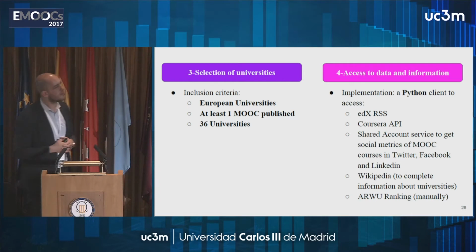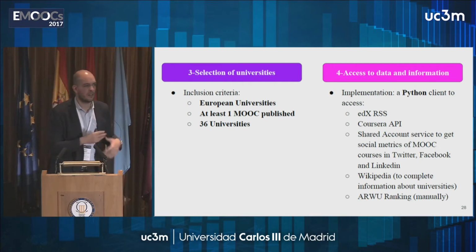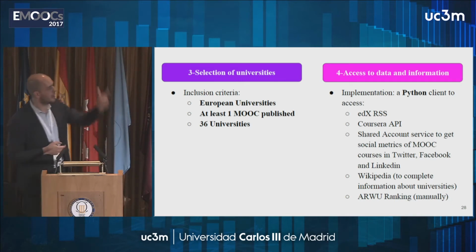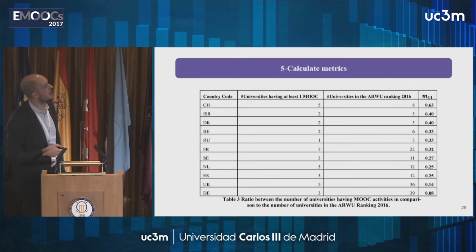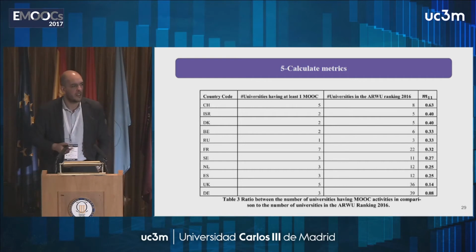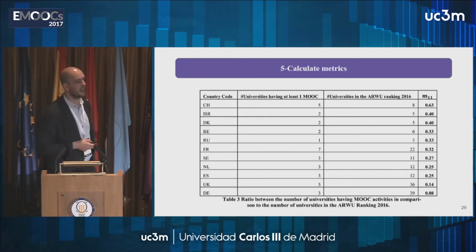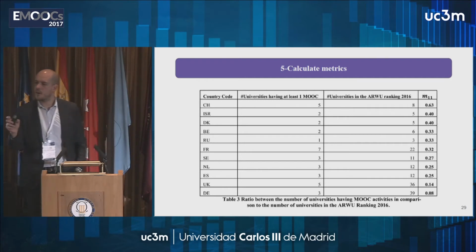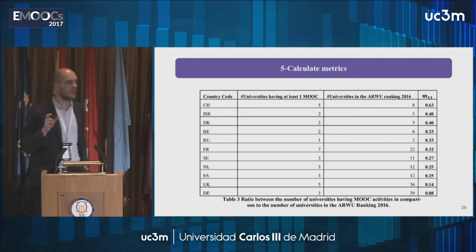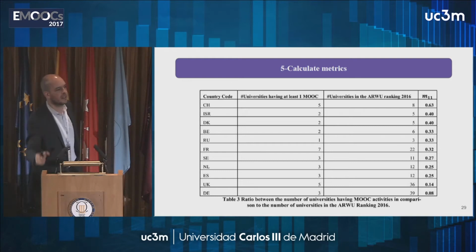We also got information from Wikipedia about the size of the university and other metadata. And finally, the Shanghai ranking. So the first table that we got is about metric 11. Metric 11 tries to make a comparison between the universities in some countries that are part of the Shanghai ranking and those that are also having MOOC activities.